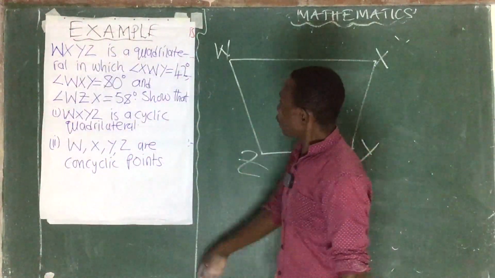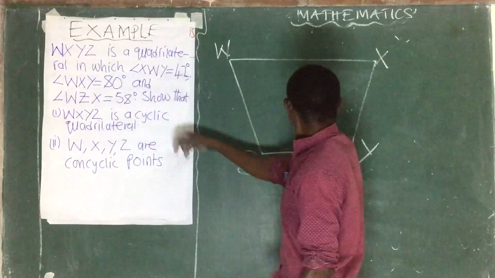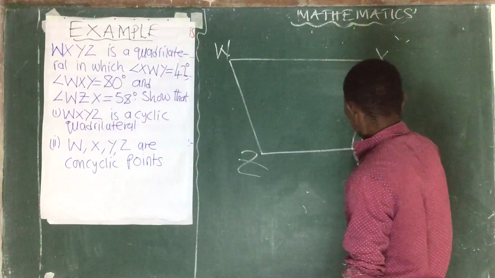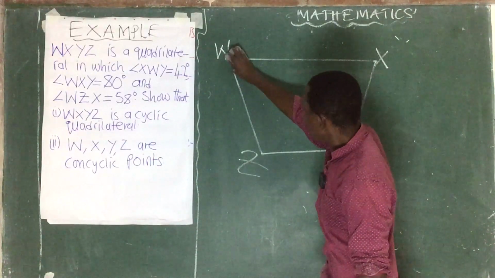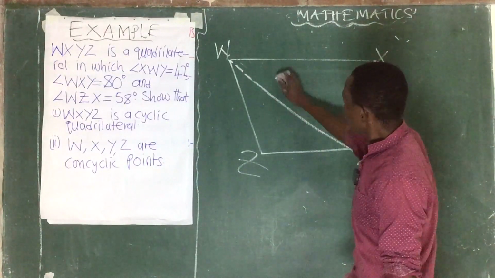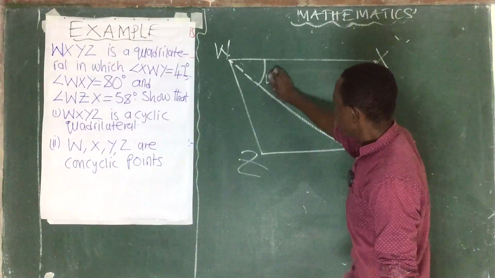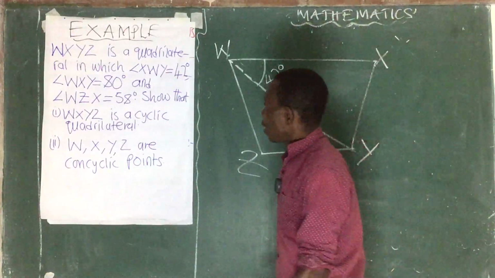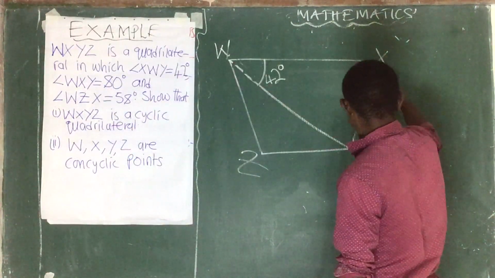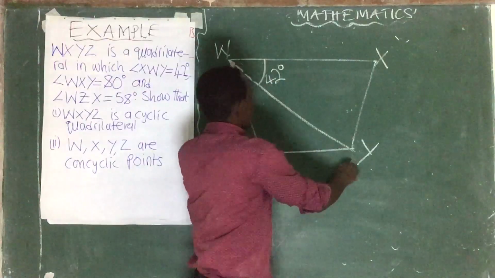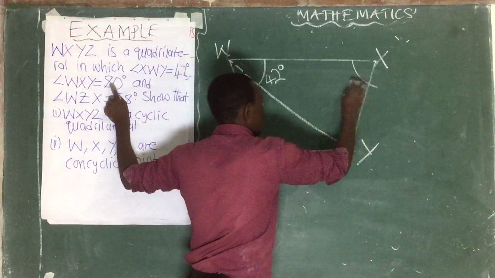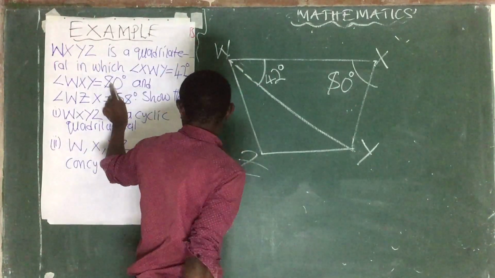So here W, X, Y, Z, and we have angle XWY. So you go in that direction, and you have a line that goes like this. This angle here is given as 42 degrees. Then angle WXY is 80 degrees, so I indicate it there as 80 degrees.